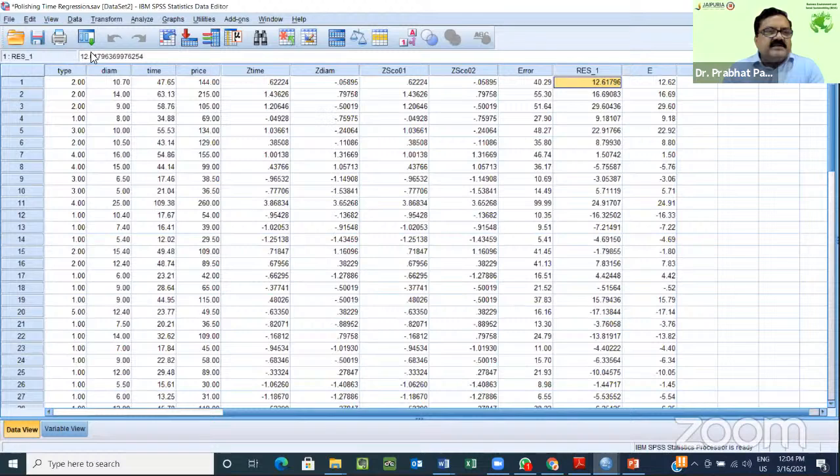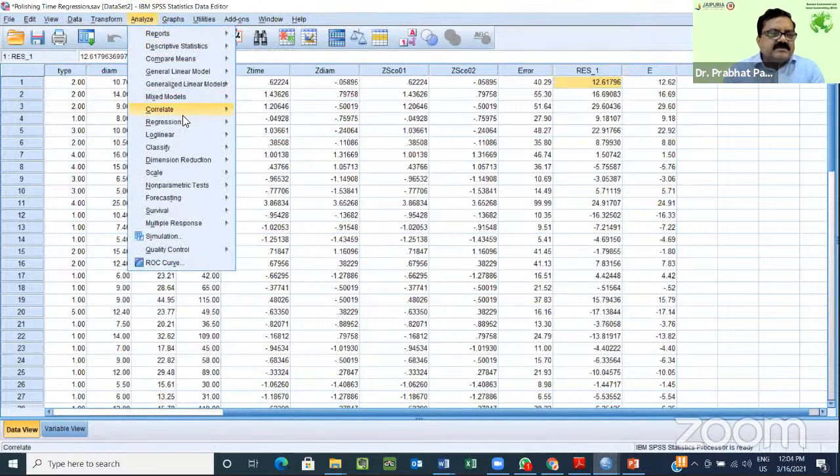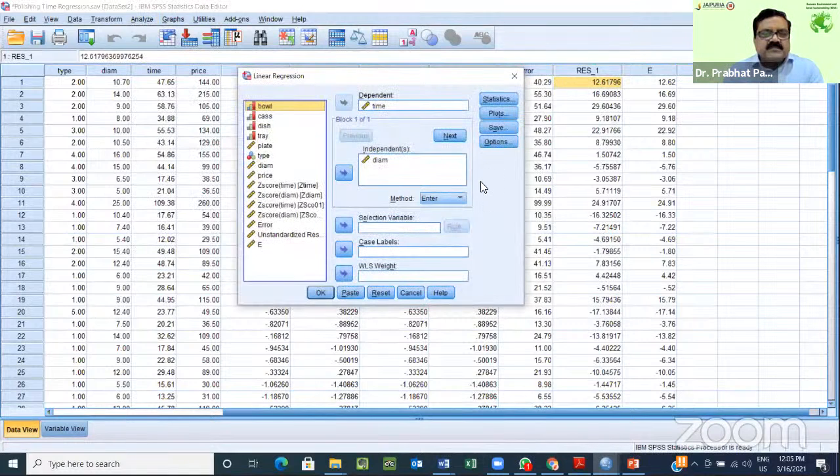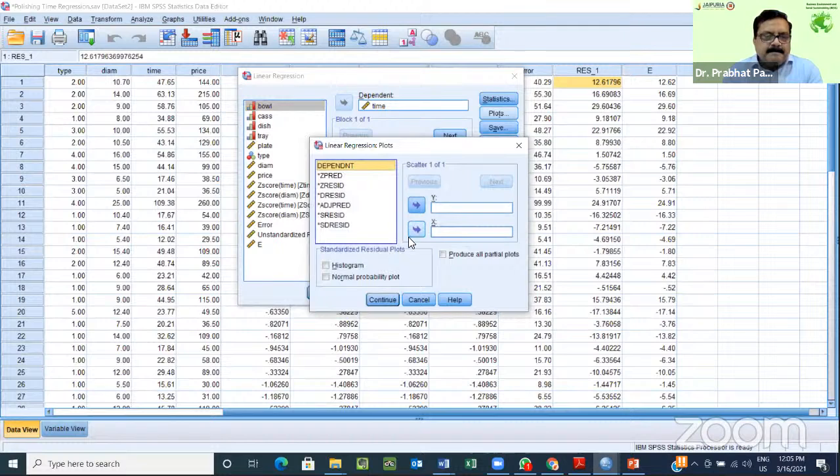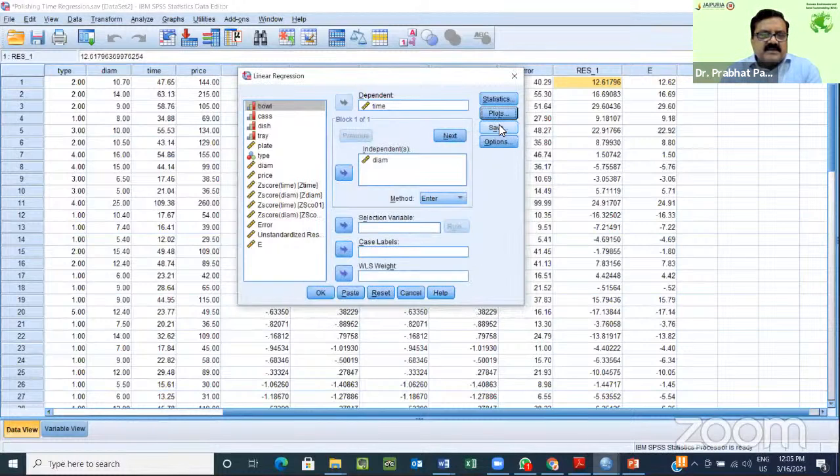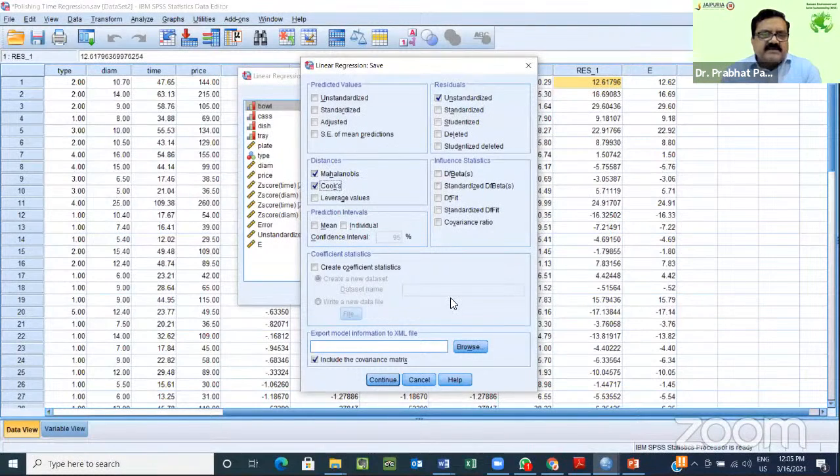One of the ways that we can look at whether there is a problem in the data or not: suppose we go to regression, diameter and time, and then we say, okay, plot. We say, okay, fine, you plot histogram or the normal probability plot. And then we say, okay, jet residual. You look at the jet residual on the distribution, and then say, okay. And then we'll say, okay, save these two values, which are the Mahalanobis and Cook's distance figures. And then we'll say, okay.